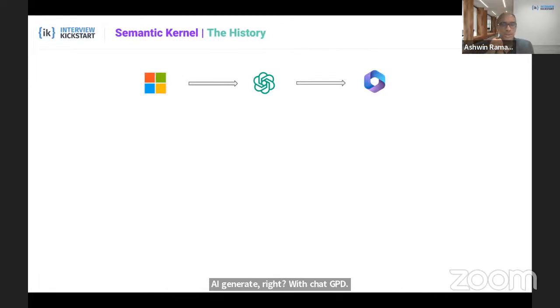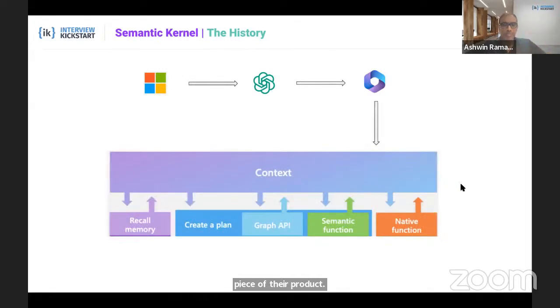Copilots is this whole stack of AI plugins and agents that is going to drive a lot of the Microsoft apps, everything from Bing searches to Office 365. They want to embed AI into every single piece of their product. But as they were building the Copilots, they realized, man, this is getting really complex, right? So we have all of these native functions, right?